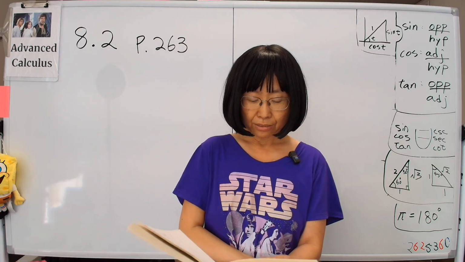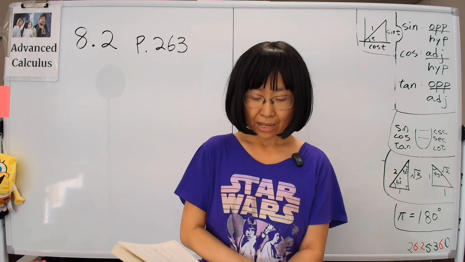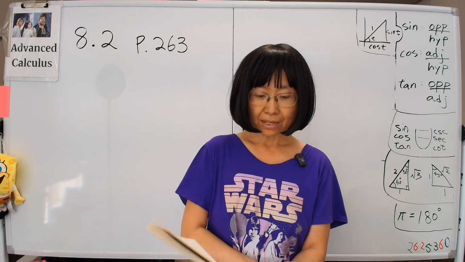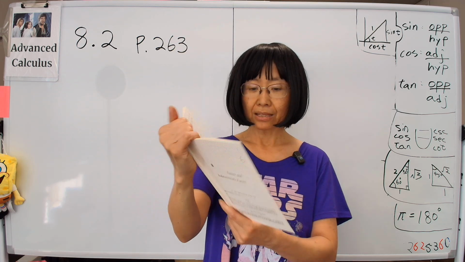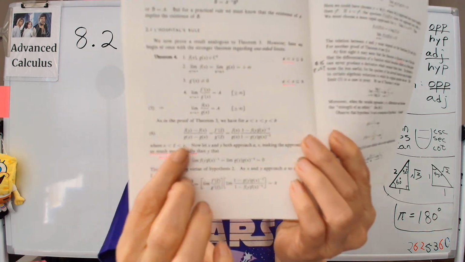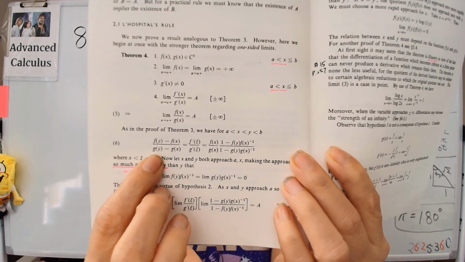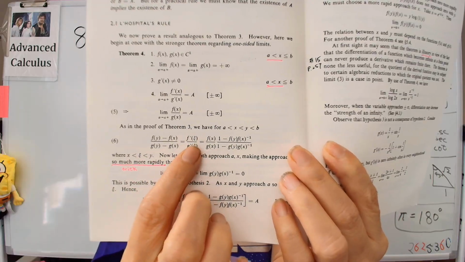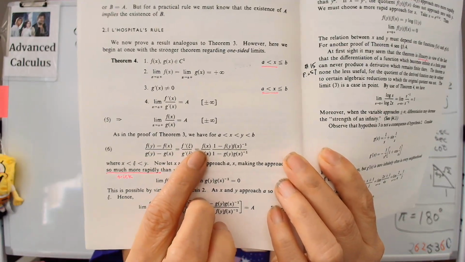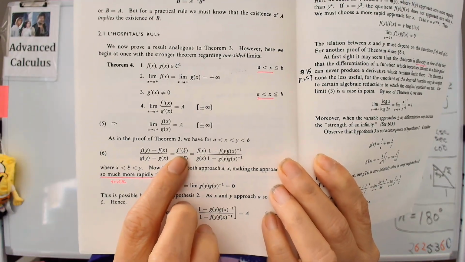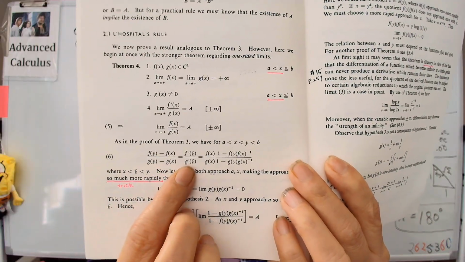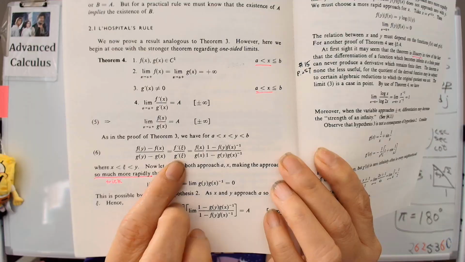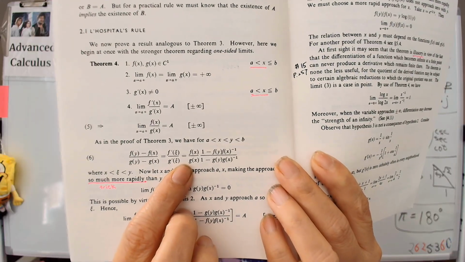So let's look at the proof. As in the proof of theorem 3, we have this equation 6 situation here. Let's look at this equation for a second. We have f(y) minus f(x), which is f prime of psi times (y minus x) by the MVT, the mean value theorem. Similarly, g(y) minus g(x) is also equal to g prime of psi times (y minus x).